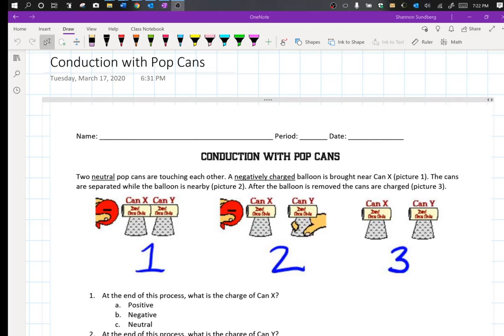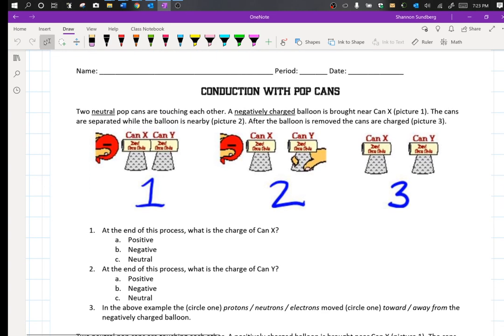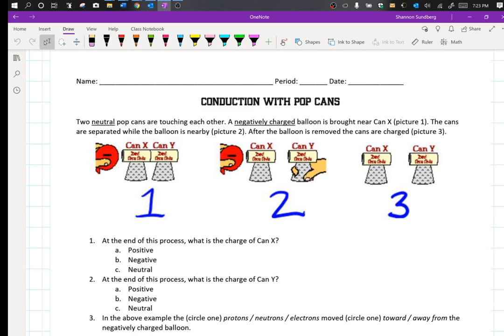Hey everybody, we are going to look at some conduction with pop cans. This is in your OneNote and I sent it to you earlier today. So let's look at this first scenario here.